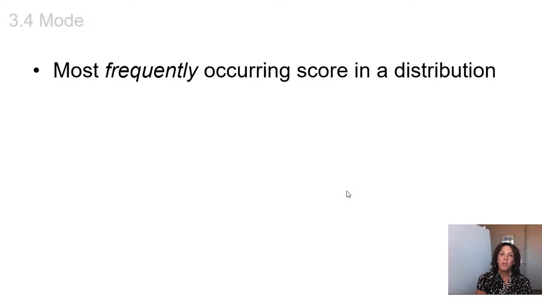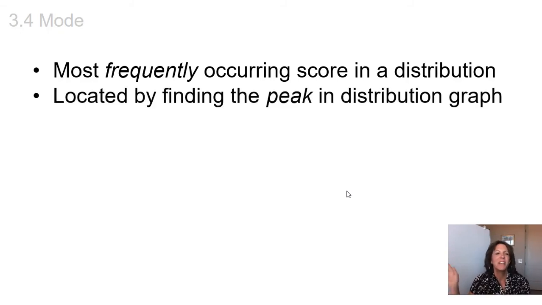The mode is the most frequently occurring score in a distribution. I like to think of it like pie a la mode. It's an apple pie, it's got a big scoop of ice cream on the top, and that represents the peak of a distribution. Okay, maybe I'm on a food thing today, I don't know. You locate the mode by finding the peak, the highest point of the distribution.